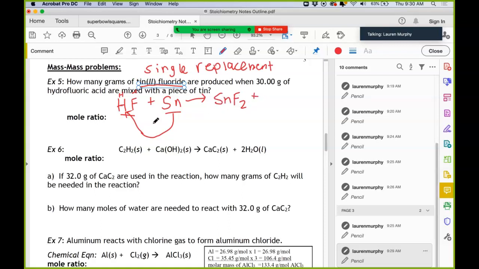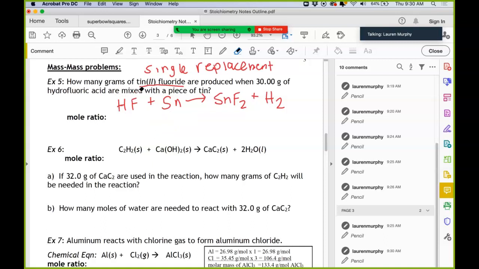Now, who's the other product then? Hydrogen gets to be by itself. Now, is this how hydrogen exists when it's by itself? No. You have to write it as a diatomic. So, right, we're tying in what we've been learning to this new stuff.